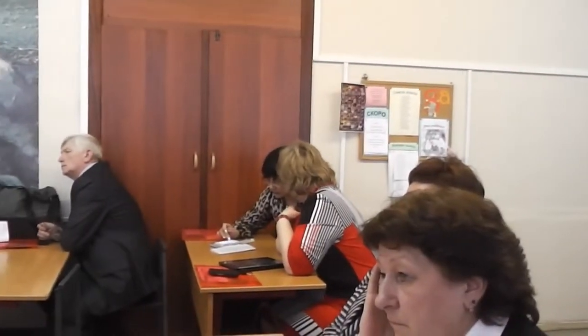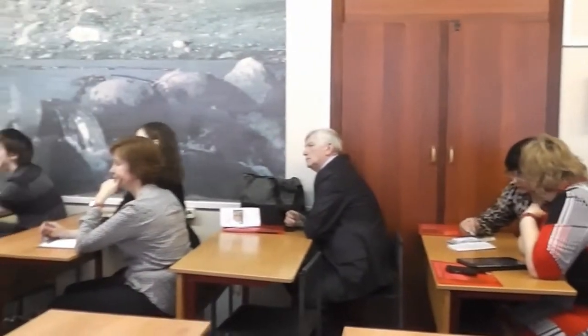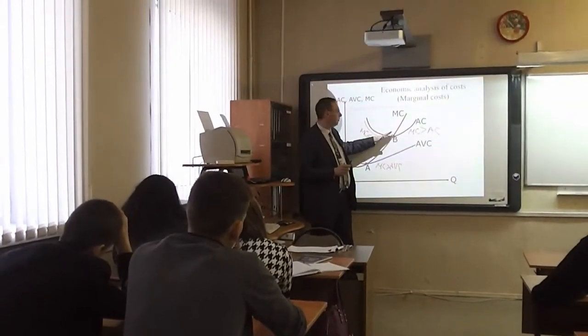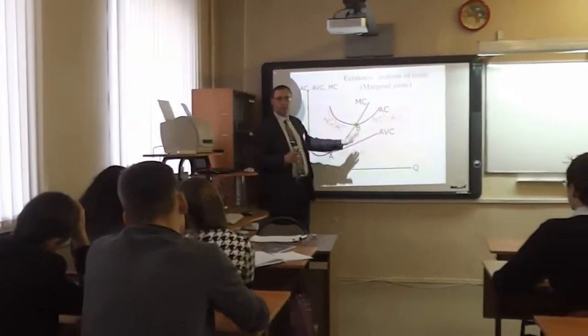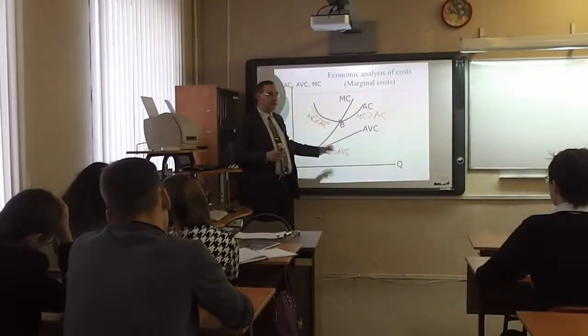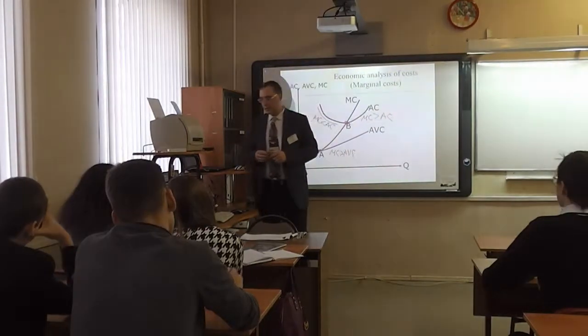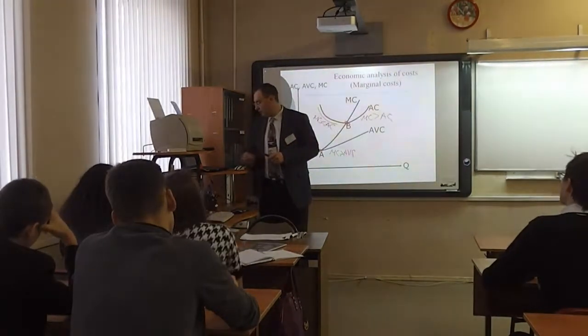Here is the point where they cross each other, and we have the minimum of average cost. And here on the right side, from point B, we see that marginal costs are higher than average cost, so the curve of average cost will rise. So this is an important type of analysis, which will help in analyzing costs and cost structure for commercial companies.